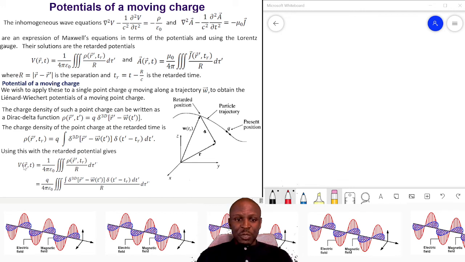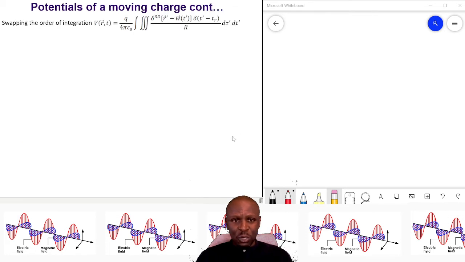Now, as a result, we know what the potential is. Now we know what the charge density is. We are just going to plug the charge density in there. Now this integral is still there. That q is just a constant, so it is outside. Right. Now we can also change the order of the integration.